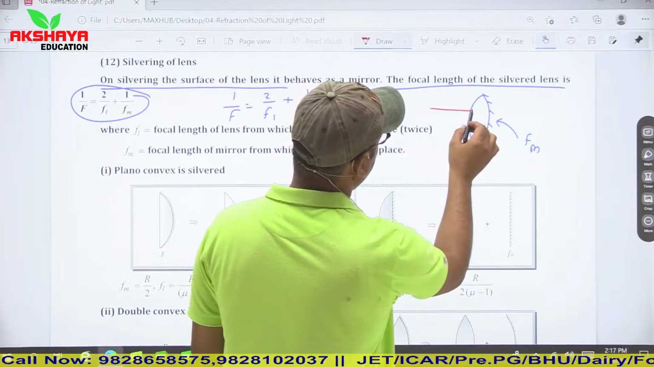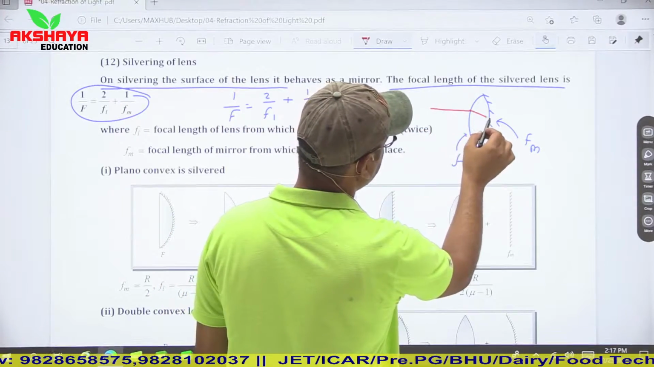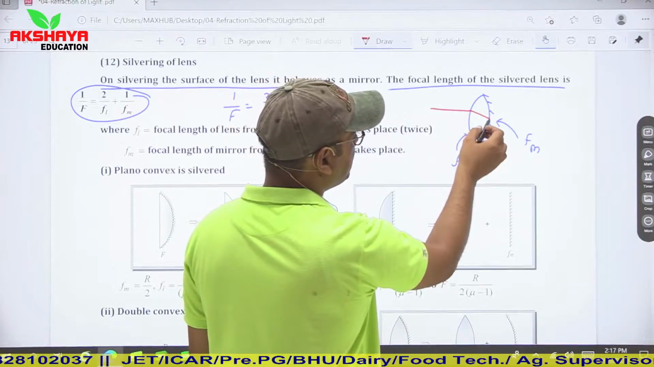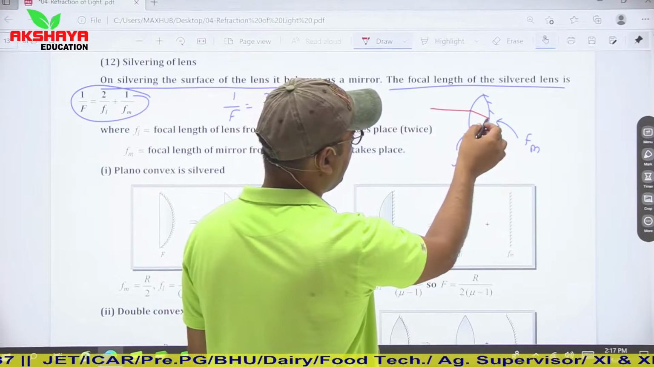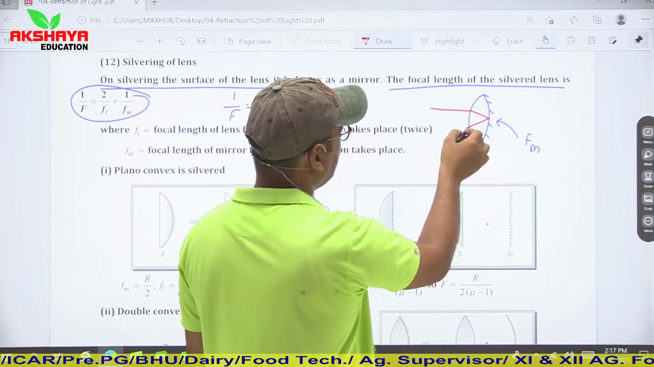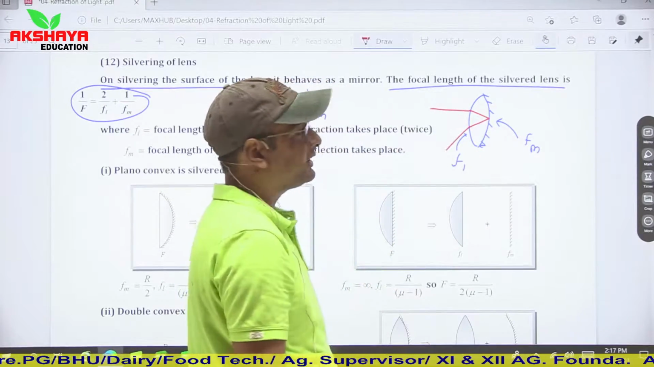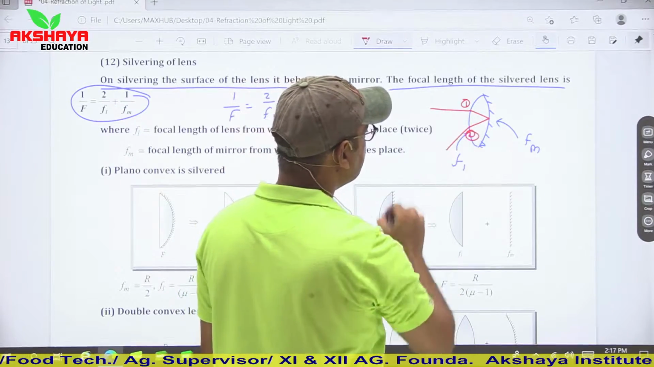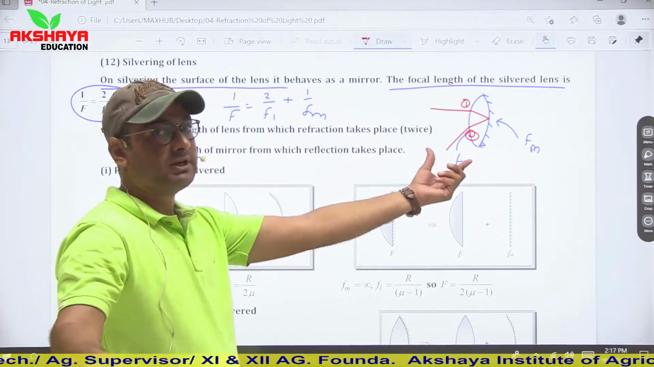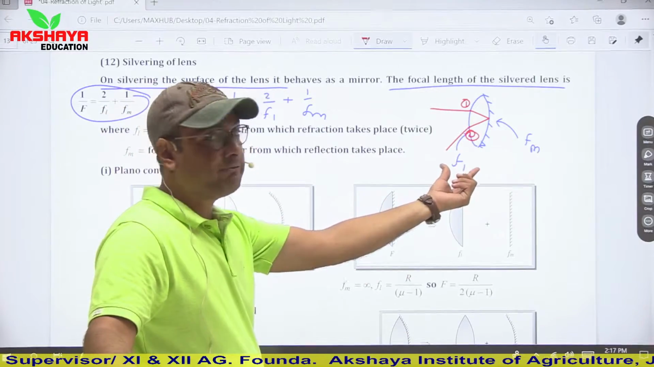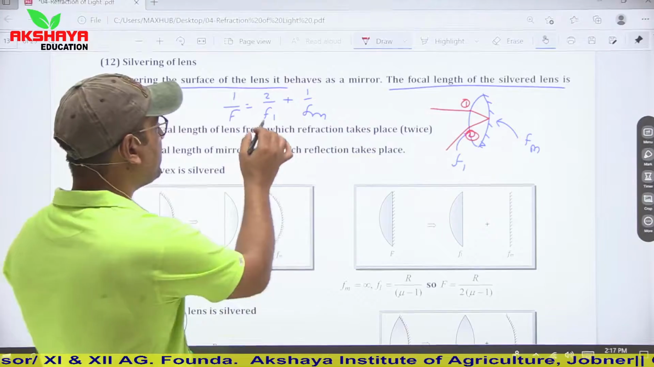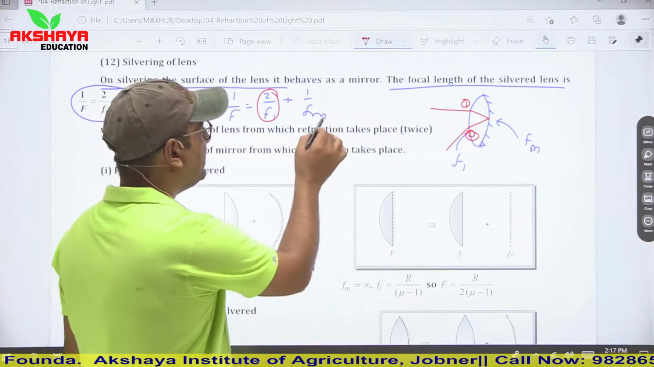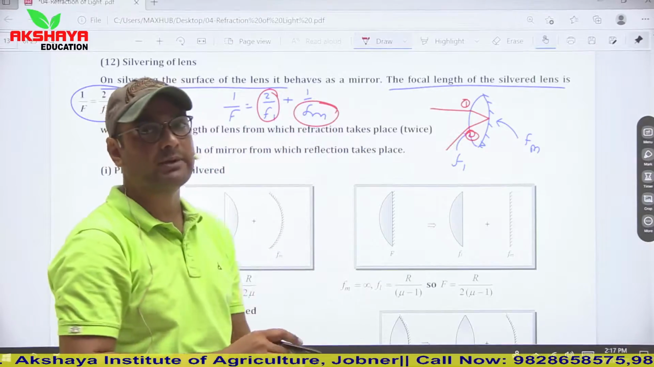Let us say this is a light ray, it bends from the surface and is incident on this. Again it acts as a plane, it acts as a mirror. So again the light will bounce back and it will be refracted again. So here are two refractions, one here and another one here. So from the lens of focal length f1, light is refracted twice, so it is 2 upon f1, and from the mirror surface it is reflected one time, so it is 1 upon fm.